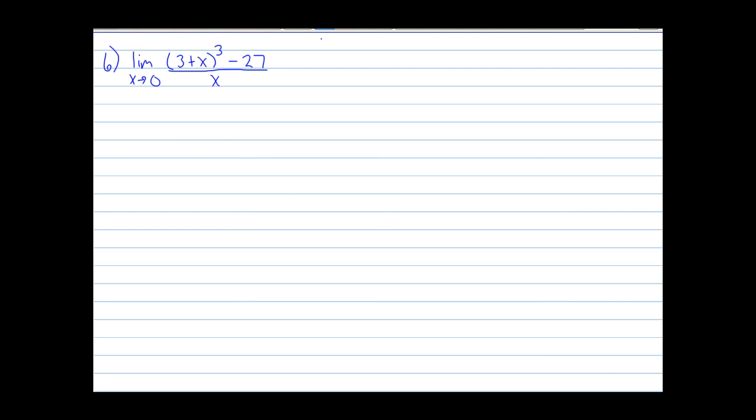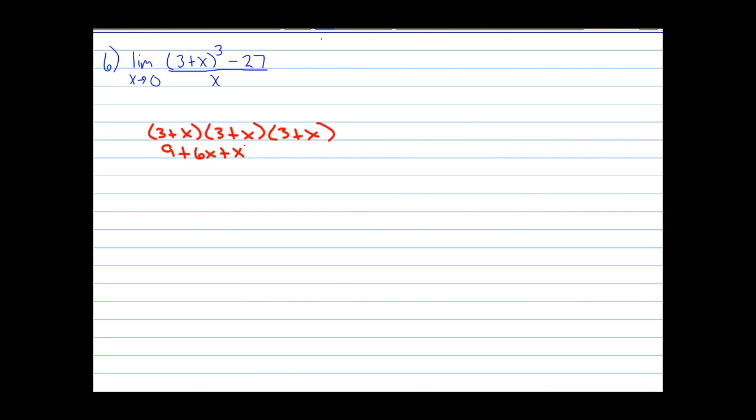Number 6, we have the limit as x approaches 0 of (3 plus x) to the third minus 27, all over x. Again, we have a problem that we have division by 0, so we need to get rid of that problem. And we can do this by expanding the (3 plus x) to the third. So let's just do that off to the side here. We have 3 plus x, and 3 plus x. There is a quicker way to do this, but I'll do it the long way.